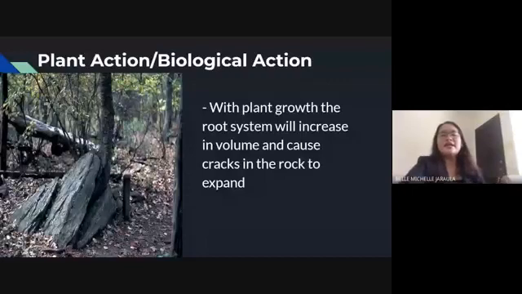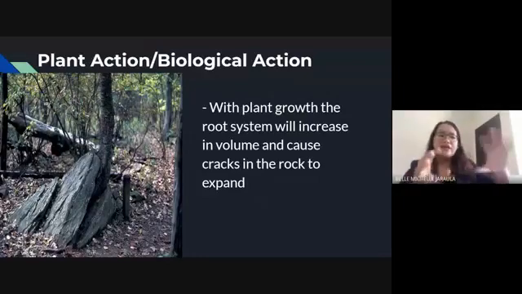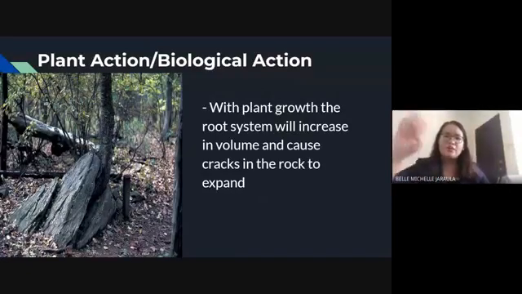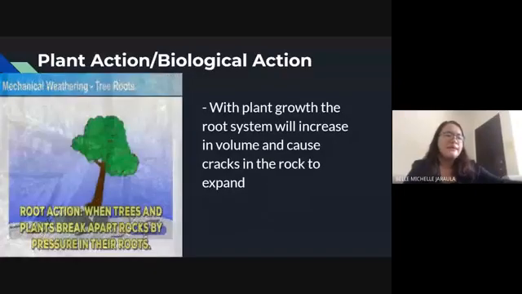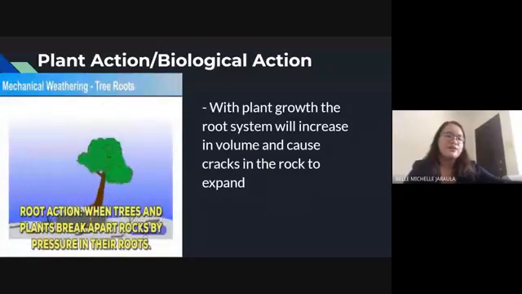Or if you have been to some places, you can see in the cement or on big rocks in nature reserve parks, as you can see, plants growing, mosses, trees, along the rock. That is plant action, biological action. With plant growth, the root system will increase in volume and cause cracks in the rock to expand. Imagine in the picture, there is a rock and a tree that grew. What do you expect? It will break, right? So that is what you call plant action or biological action. Root action is when trees and plants break apart rocks by pressure in the roots.